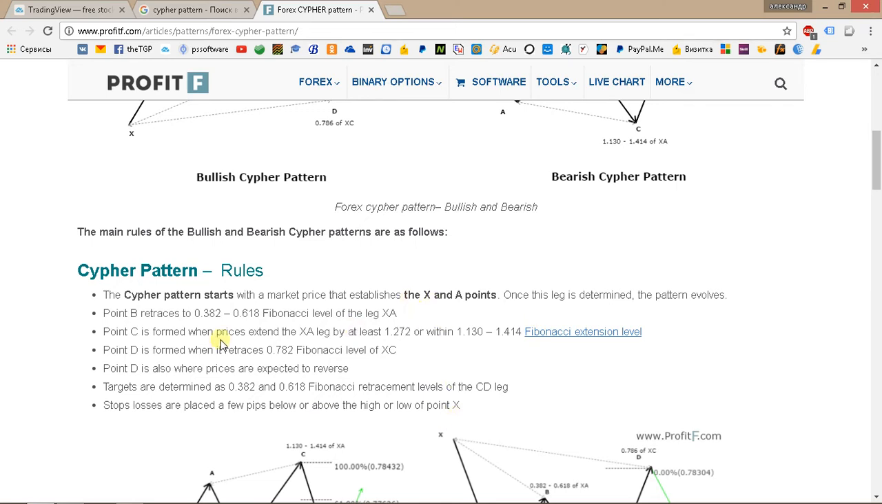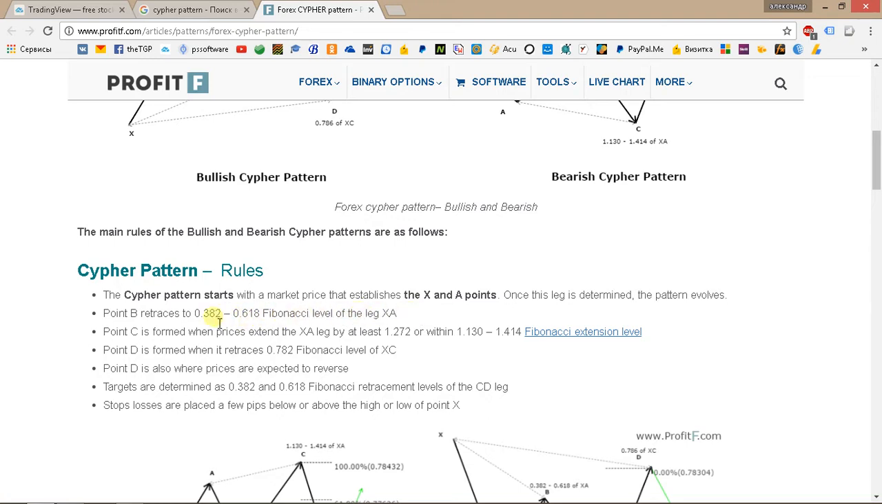Okay, let's start. Point B retraces to 382, 618 Fibonacci level of XA. False. Point B should retrace minimum to 382 and the candle close should not exceed 618. In this case, the wick can go further than 618. So this is not a correct statement, not that correct rule.